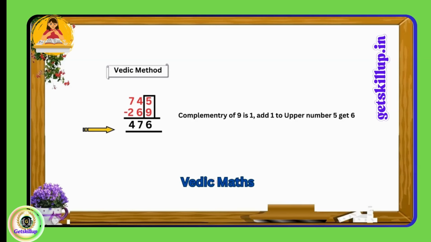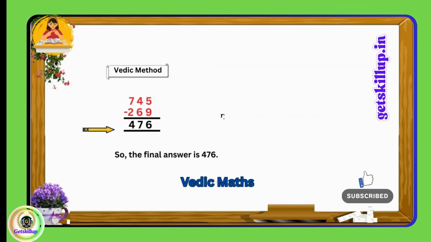It's important to always remember that when the next pair is a mismatch, we should reduce 1. Again, the complement of 9 is 1. Adding 1 to 5, we get 6 as the final third digit. So our final answer is 476.